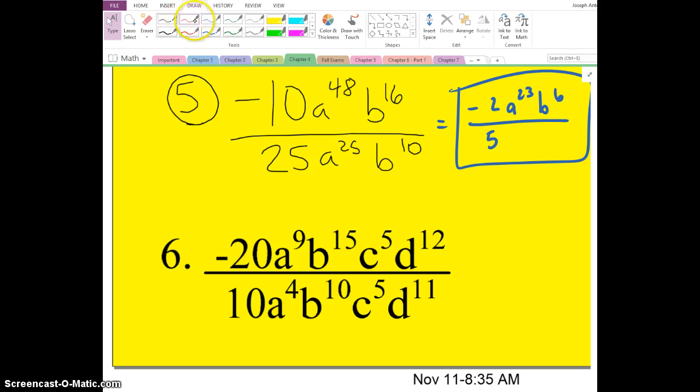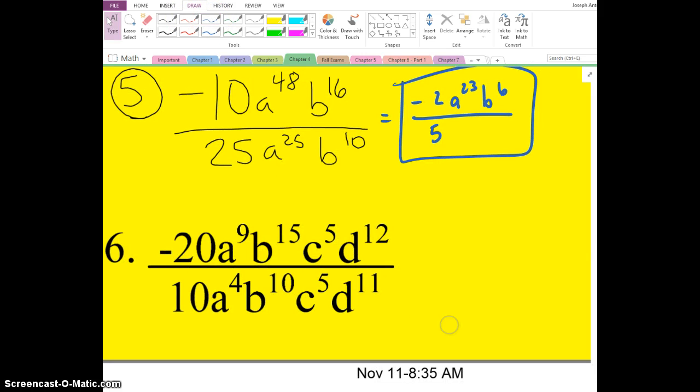Let's go down to number 6, and we'll finish up our lesson for today. Negative 20 divided by 10 is going to give us negative 2. 9 minus 4 gives us a to the 5th. 15 minus 10 gives us b to the 5th. c to the 5th divided by c to the 5th gives me c to the 0, which is really 1, and 1 times negative 2 is just negative 2. Another way you can think about that is c to the 5th goes into itself 1 time, so you actually leave the c out of your final answer.